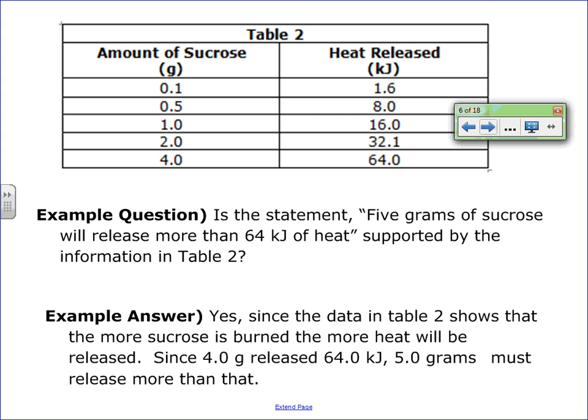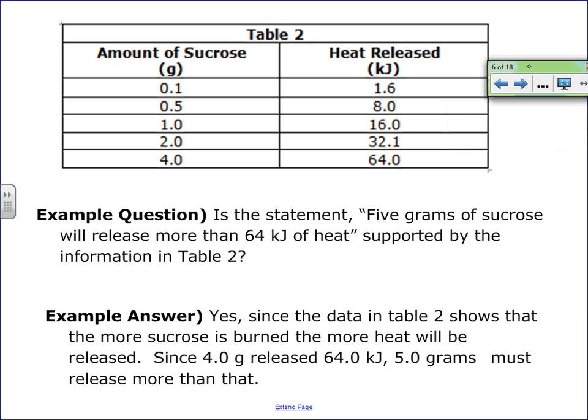All right. Using this information, you can now answer this example question. Is the statement "5 grams of sucrose will release more than 64 kilojoules of heat" supported by the information in table 2? This is where these questions really start to get tricky. How you attack them, the first thing you need to figure out is, is the statement true? The second thing you have to figure out is, why is that statement true? So let's do the first part first.